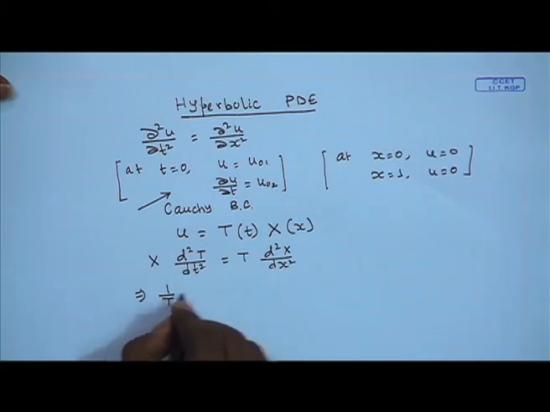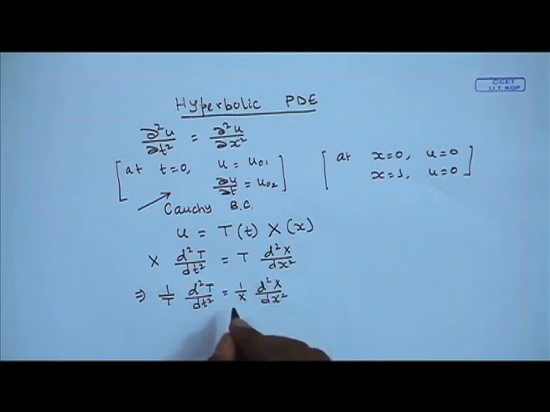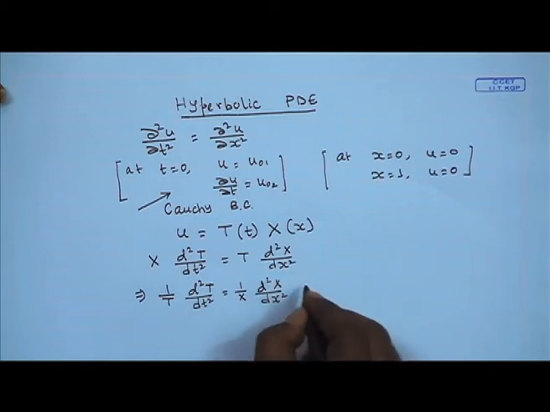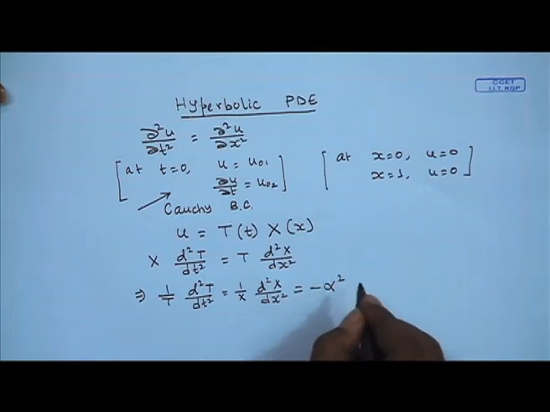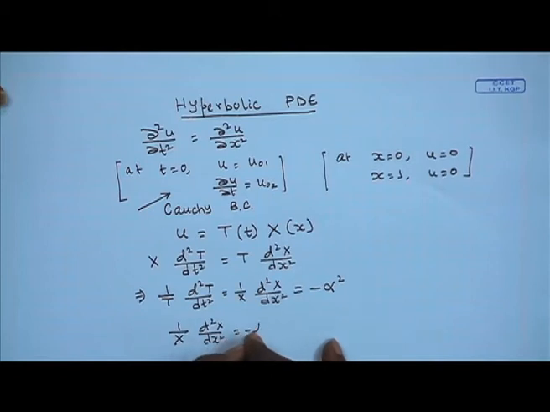So it will be 1 over T d square T dt square is equal to 1 over X d square X dx square. The left hand side is a function of time alone, the right hand side is a function of space alone. They will be equal, and they will be equal to some constant, minus alpha square, because if this constant is 0 or positive, we will land in a trivial solution. Now let us formulate the standard eigenvalue problem. 1 over X d square X dx square is equal to minus alpha square.